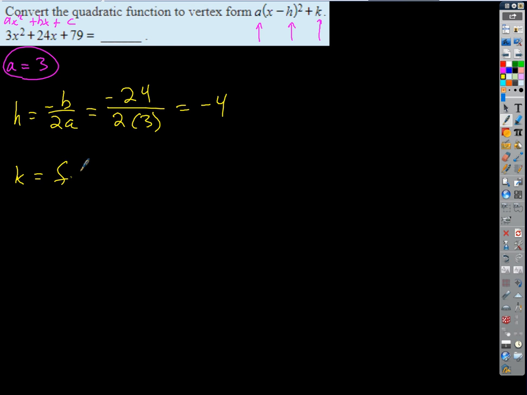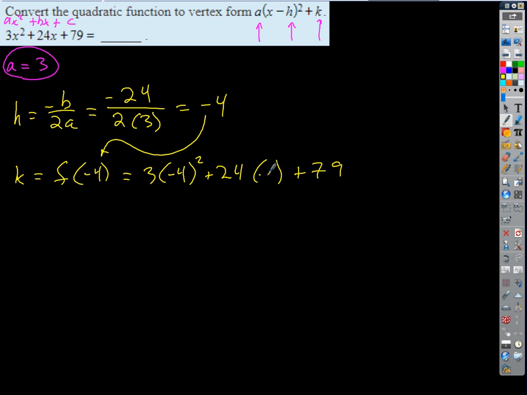And then how do we get k if we have h? Plug it in. And the trick for that, remember, is every place I have an x, I'm just going to open up a set of parentheses. Although in Desmos, you could even just define that as f of x and then ask it what f of negative 4 is and it'll tell you, right? You could be tricky. So negative 4 squared is positive 16 times 3. Come on, mental math makes you better at algebra. 48.